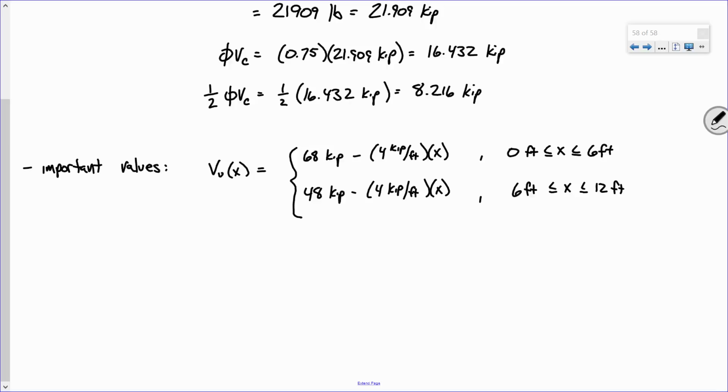Now, let me ask you this. Let's start off with VU star. So VU star. Remember, that is our beginning value that we use for design. Remember, we're allowed to cut that shear diagram off D away from the support. So what's D for this beam? 20 what? Inches. So if I want to determine the shear at x equals D, do I use the top expression or the bottom expression? There we go. Okay. Making sure we're using our noggins.